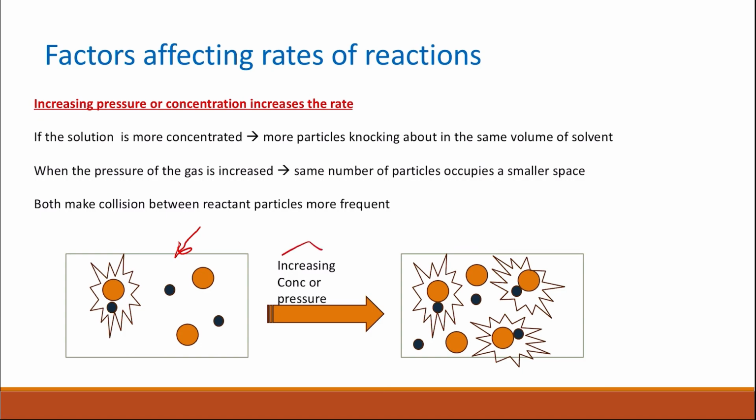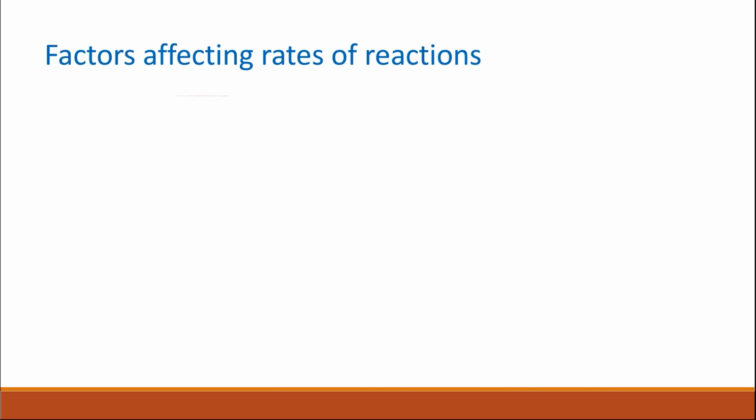So as we can see here, there is a less concentrated solution or lower pressure for gases. And if we increase the concentration or pressure, we have more particles, so more effective collision between the particles and a faster rate. The fourth factor is the surface area. So increasing surface area will increase the rate of the reaction as well.